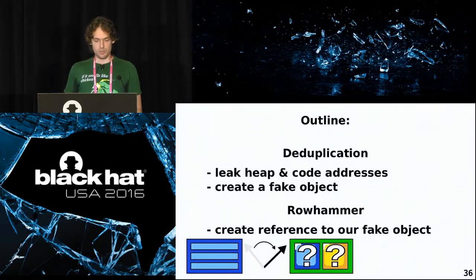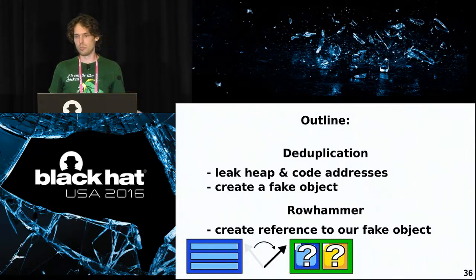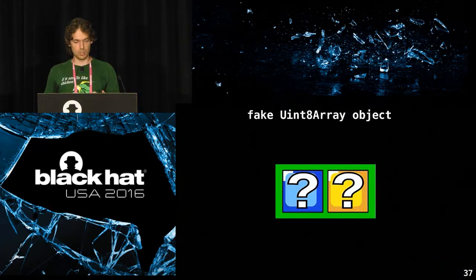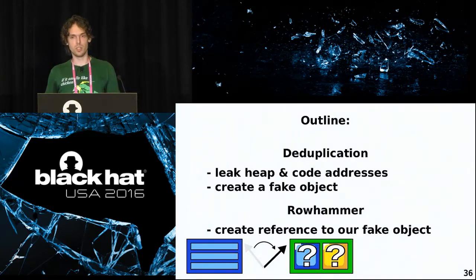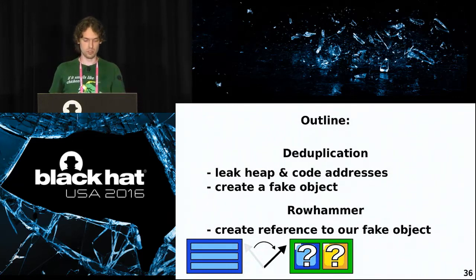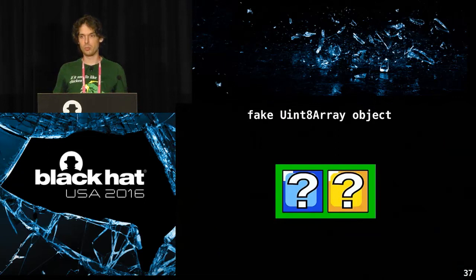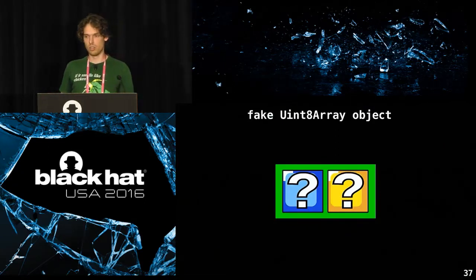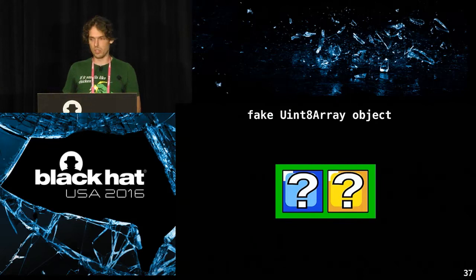So now we have leaked heap and code pointers. Now we can create a fake object, and then we'll use rowhammer to flip a bit and create a reference to this object. The object we've chosen to create is a typed array, which allows us to basically manipulate any writable data in the address space.